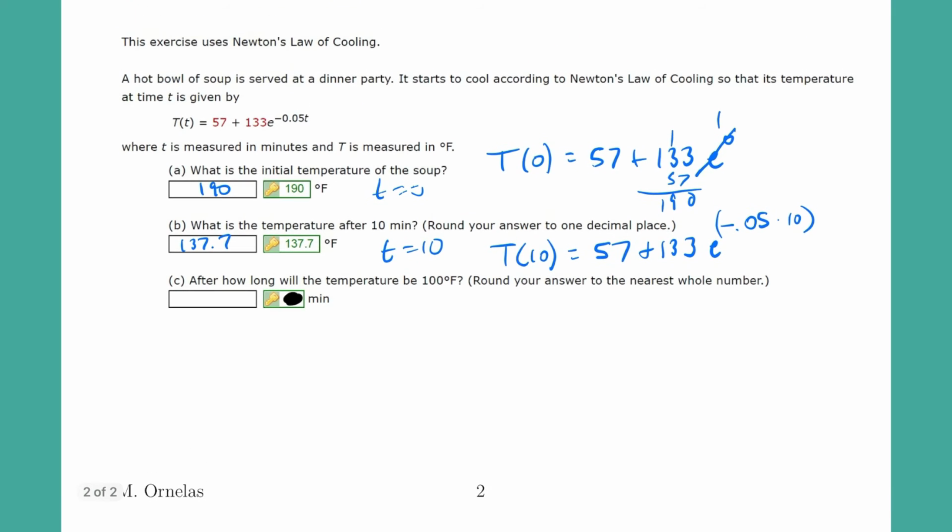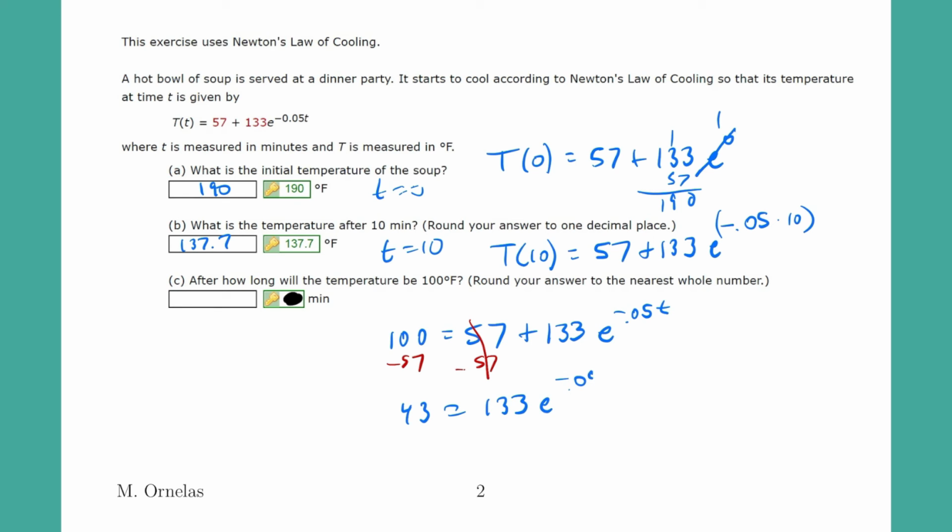All right, after how long will the temperature be 100 degrees Fahrenheit? So the temperature, we want it to be 100. So now we need to solve for little t, which is the amount of time in minutes. In order to solve for little t, we first have to subtract 57 from both sides. So that would be 100 minus 57, which is 43. Yep, 43 equals 133 e to the negative 0.05 t.